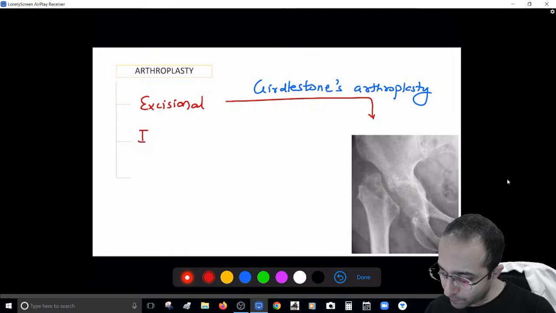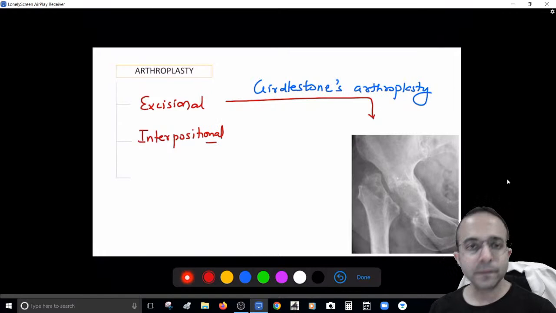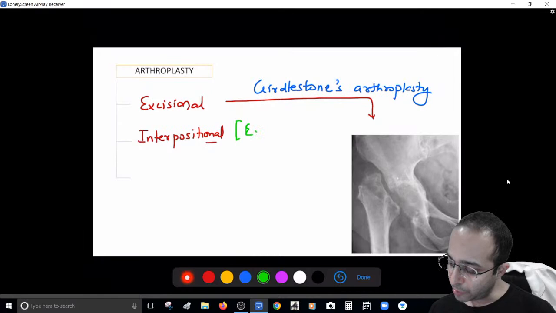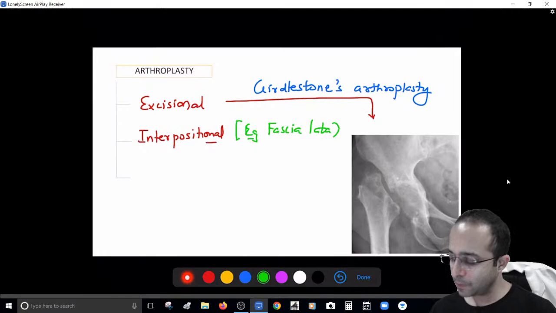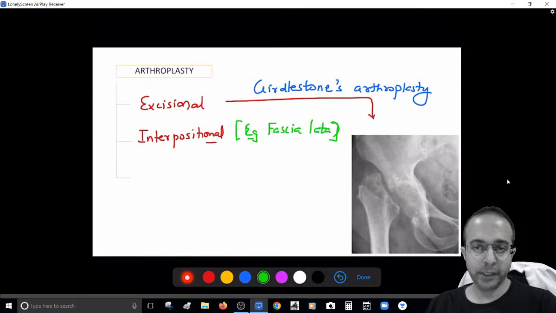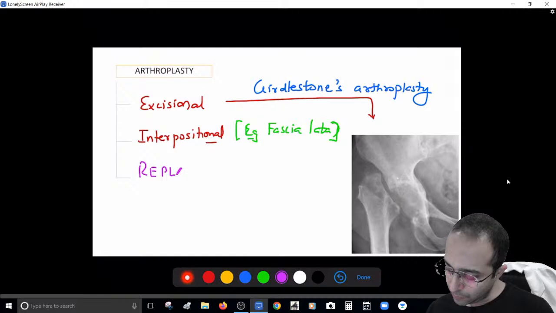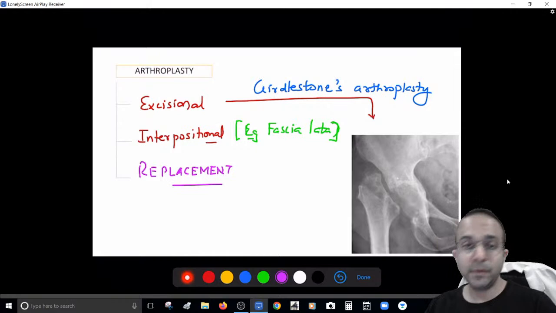that was called interpositional arthroplasty, where some kind of a soft tissue would be interposed between the articular surfaces. For example, you would take a strip of fascia lata from the thigh and interpose it in between the articular surfaces in an attempt to alleviate the pain. So this was also tried. Eventually, when they did not meet much success, this is where the golden era started, the era of replacement arthroplasty, where the joint would be excised and it would be replaced usually by metals.